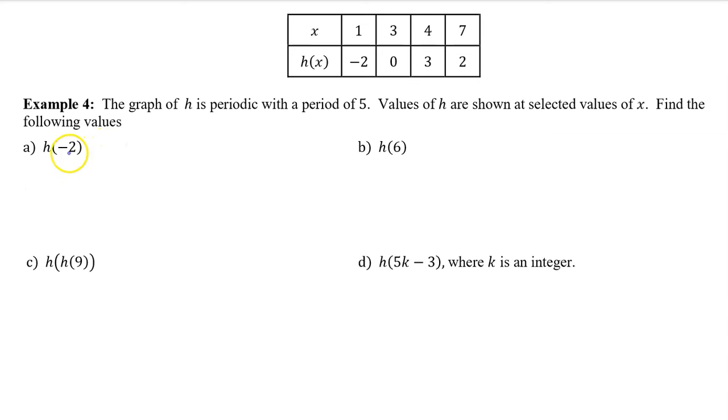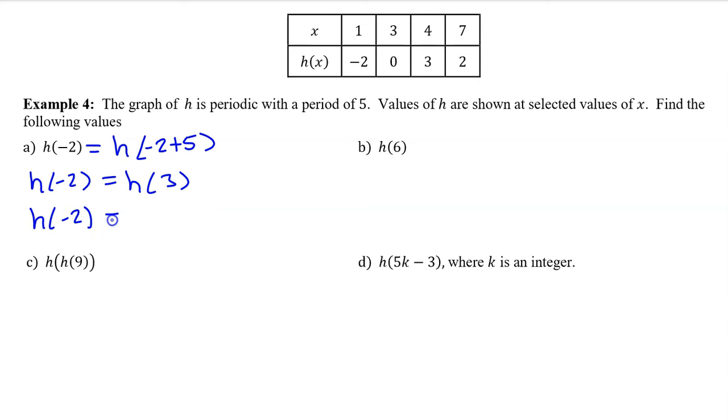So, if I add 5 to negative 2, that's going to give me positive 3. So maybe just to show my work, this will be the same as h at negative 2 plus 5, which means that h at negative 2 will equal h at 3, and that's on the chart. So we can now say that h at negative 2 will equal 0.